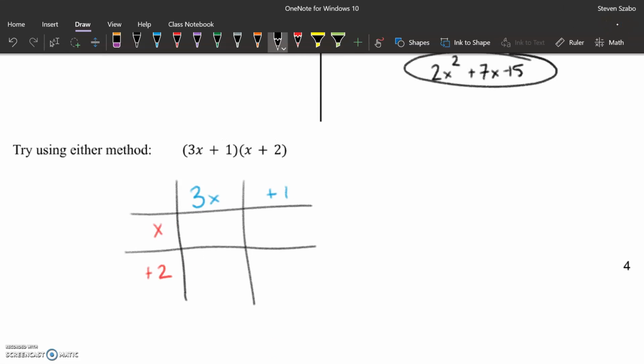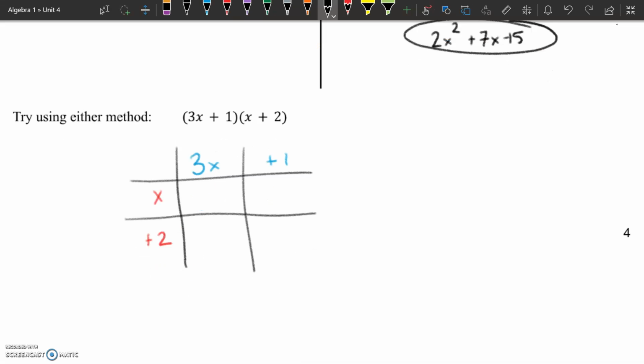Right now, I am going to recommend that we focus on the table method. I think a lot of you are going to really relate to this method. And again, just to prove, I put my first binomial across the top and my second binomial across the side. It doesn't matter which one we do, though.